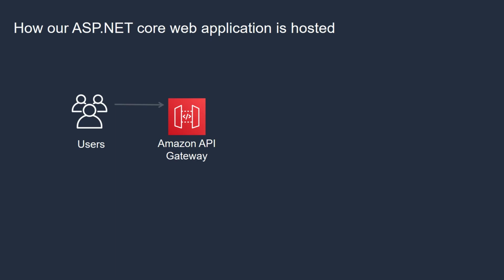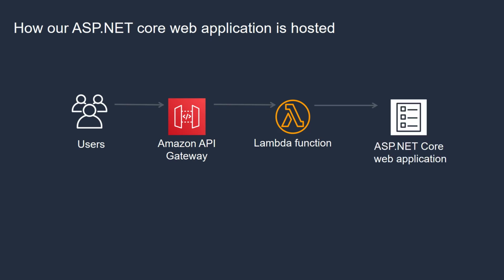They will invoke an Amazon API Gateway endpoint. You can use Amazon API Gateway as a trigger to start a Lambda function. So we do that wiring so that whenever there's a request on Amazon API Gateway, it will start our Lambda function. Lambda function will then start our ASP.NET Core Web application. So imagine AWS Lambda acting as something similar to IIS in Windows environments.